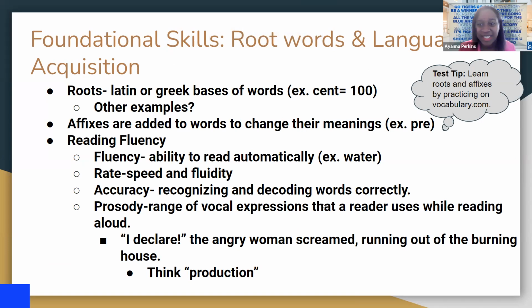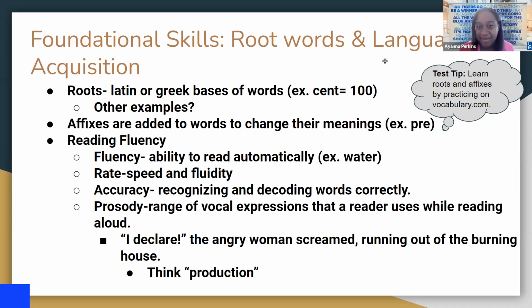All right, so we're going to talk a little bit about root words and language acquisition, because root words are something that you will be teaching to help students unlock language, usually in the later grades, but sometimes I've noticed now in the earlier grades, students do learn about these base words, affixes and suffixes, because as they learn those, it's going to help them with their reading. We're also going to talk a little bit about fluency and what that means. So let's start with the Greek and Latin bases of words.